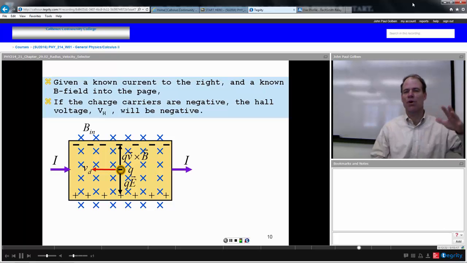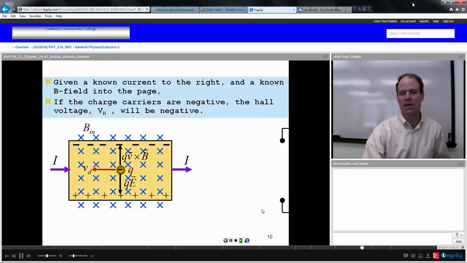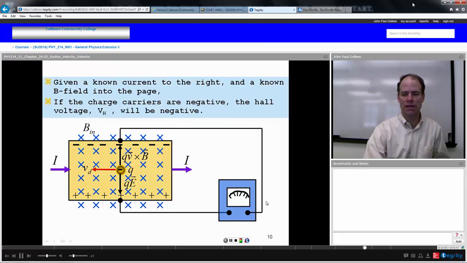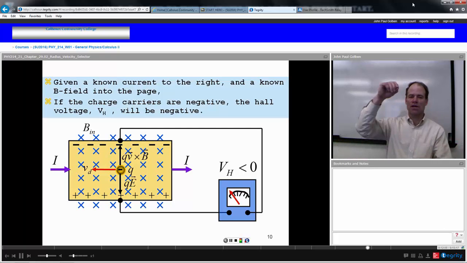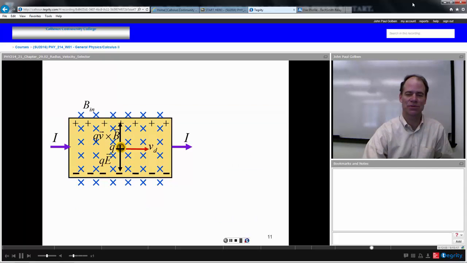At some point, there'll be enough charge buildup so that these forces are equal and no more deflection would occur. Then if you came in with a voltmeter, you can measure the polarity of the potential difference and then determine if that potential difference were negative, as we're looking at top to bottom, then we would say, oh, the carriers are negative. We have electrons as our carriers in this material.